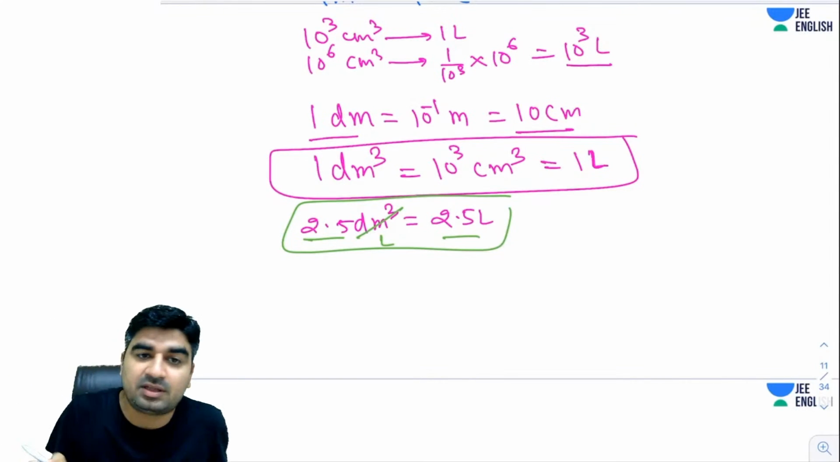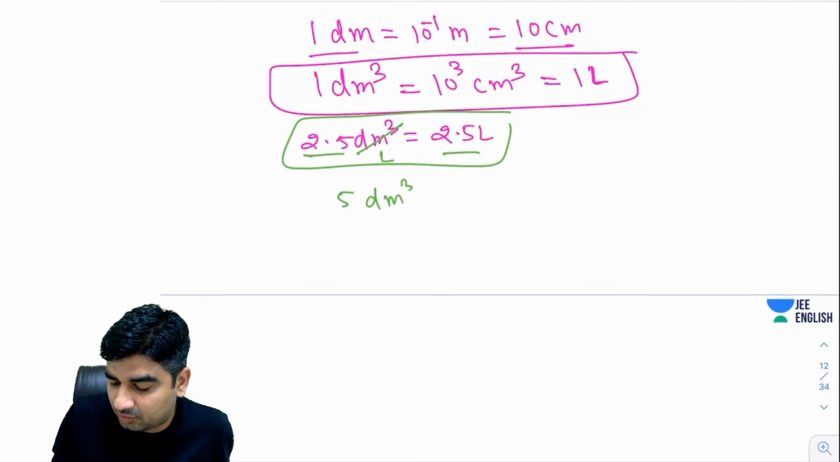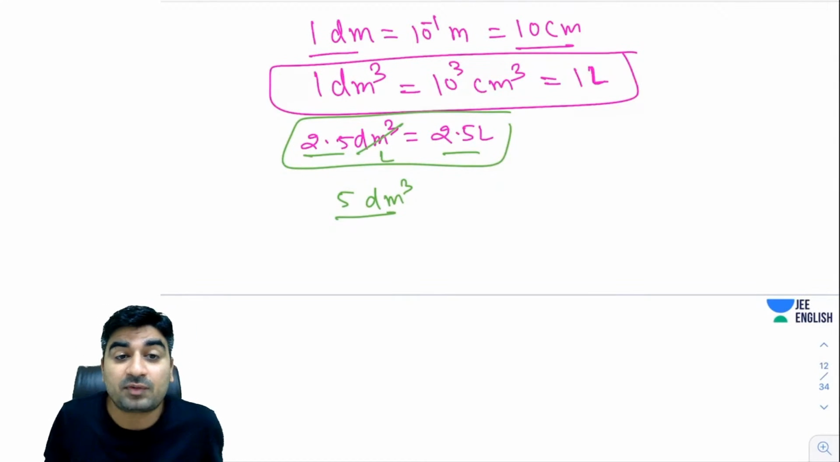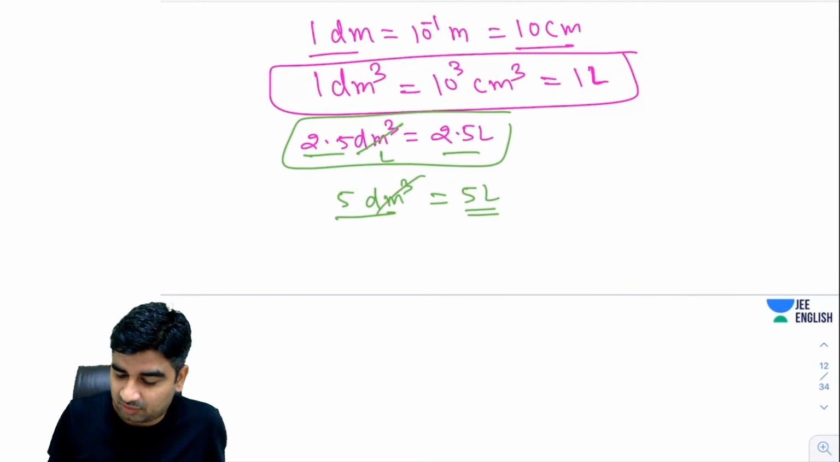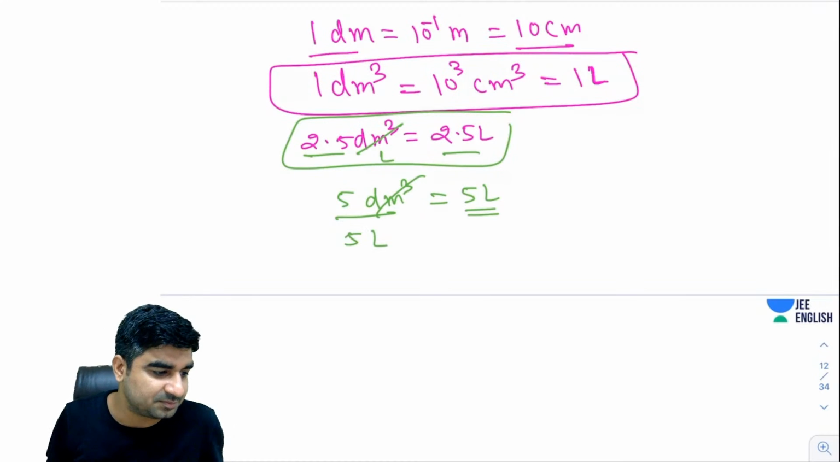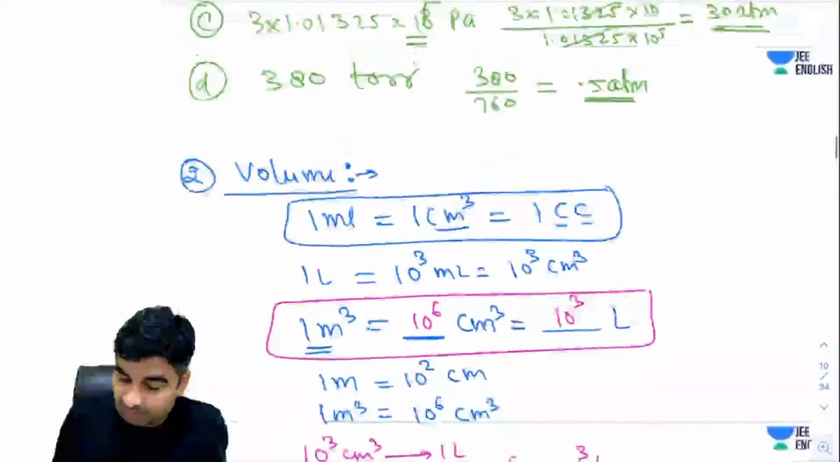So now you are done with the units, because many a time you will encounter something like 5 decimeter cube and you need liter. Now what will you do? You need liters, so you would just write 5 liter. That's fine. Got it? So now my volume is also done.